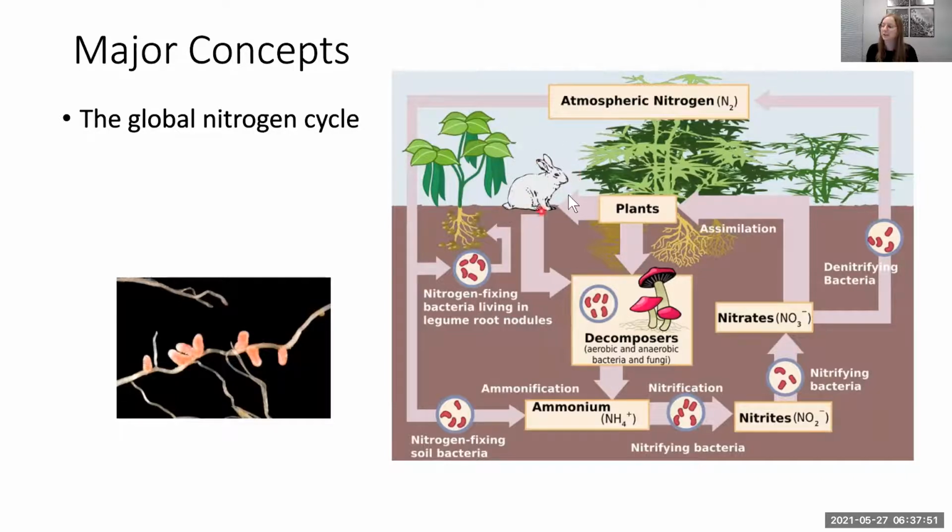And when your primary consumer dies, it will be decomposed by our cool fungus friends. And then those nitrates will be released back into the soil. But to get it out of the atmosphere, it's mostly our nitrogen fixing bacteria friends that are doing it for us. So that's why they are so important.